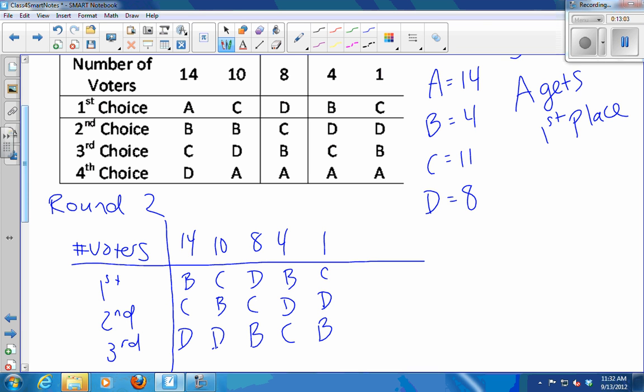So then I determine who would win here. This is like the election for second place. Who would win? So A's gone. B has 18 votes. C has 11, and D has 8. So the election for second place, B wins. So B gets second place.